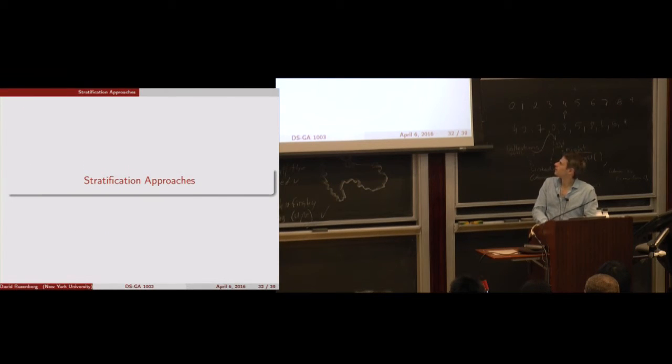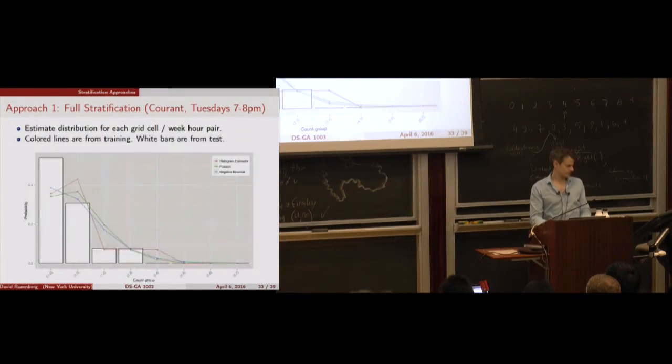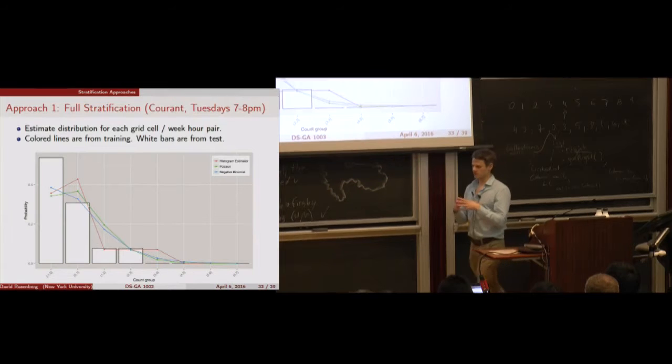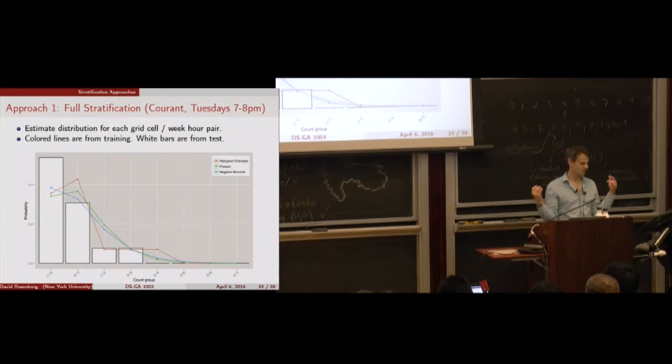All right. Let's talk about stratification a bit. Full stratification. This means the minimal unit that we talked about in terms of collecting our data together was the grid cell and the hour. So that's as far as I'm concerned right now, that's full stratification. Stratification is breaking your data up into chunks.